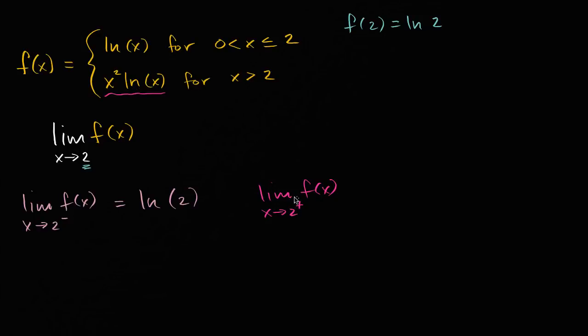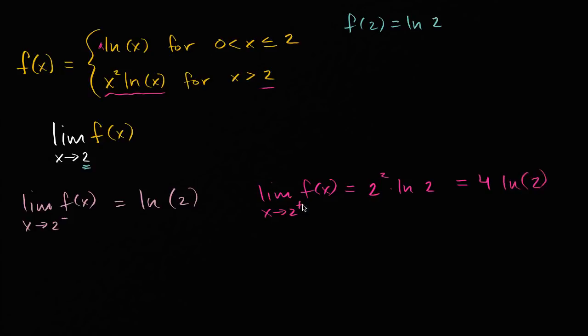And so for this one over here, we can make the same argument that this limit is going to be this clause evaluated at 2. Because if we were just evaluating the function at 2, it falls under the other clause. But if we're approaching from the right, those are x values greater than 2, so this clause is what's at play. So we'll evaluate this clause at 2, because it is continuous. So this is going to be 2 squared times the natural log of 2, which is equal to 4 times the natural log of 2.